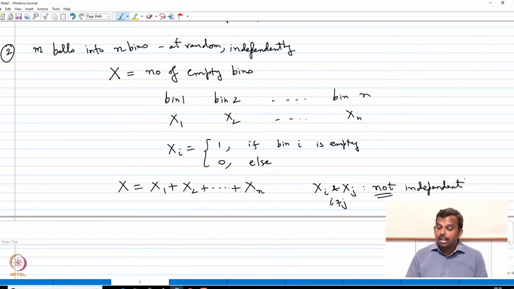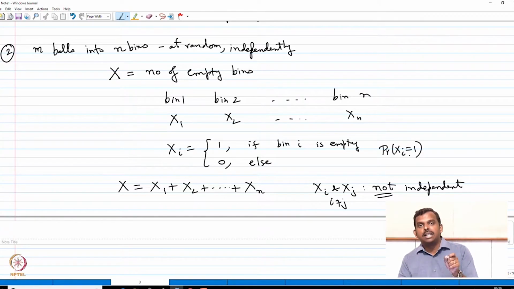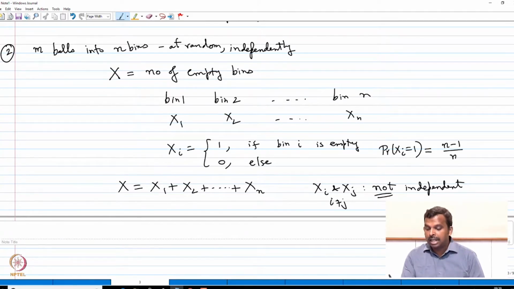Okay, so they're not independent, but nevertheless, one can find the probability that xi is equal to 1. Okay, so what is the probability that the ith bin is empty? Okay, so that's not too difficult to do. What is the probability that a particular bin, the first bin, let's say, is empty? Every ball should land in any of the other n minus 1 bins. It should never land in the first bin. Okay, and every ball is independent. So for every ball, the probability that it lands in any of the other bins is n minus 1 by n. This raised to the power m is your answer.